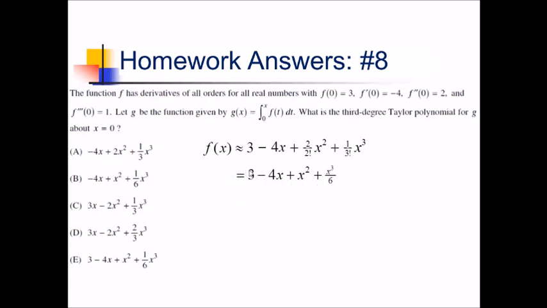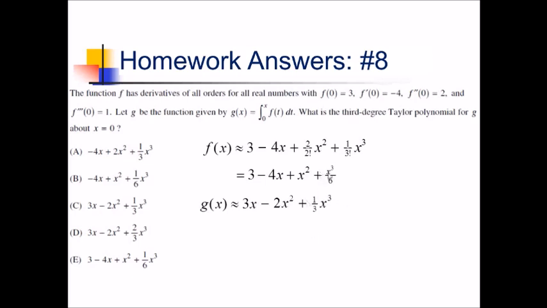So this first one is going to be 3x minus, this bumps up to a 2 for the power. Dividing by that, we've got negative 2x squared. Then this bumps up to a 3, so this is 1 over 3x cubed.